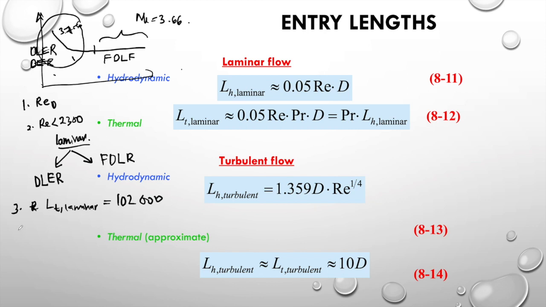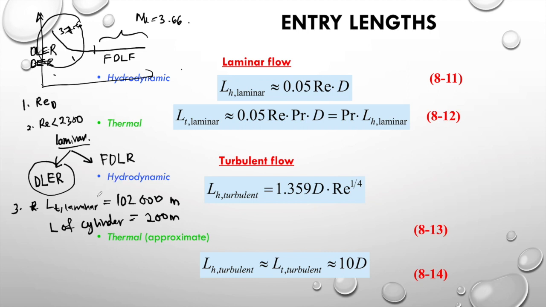Okay, and if you compare with your length of cylinder or tube, 200 meter, your entry length is 102,000 meter and your length of cylinder is about 200 meter only. So your cylinder is totally in the entry length. Therefore, you have to use the equation in the developing laminar entrance region.